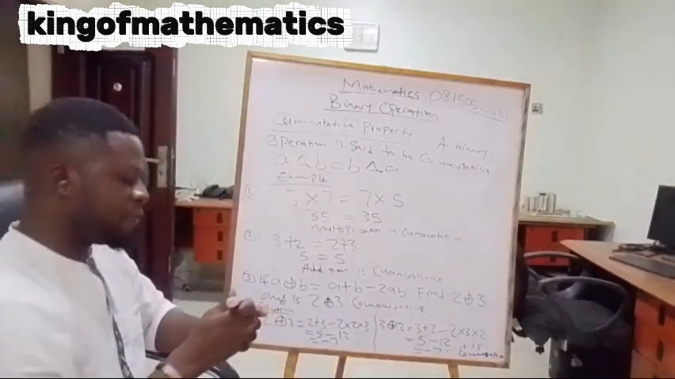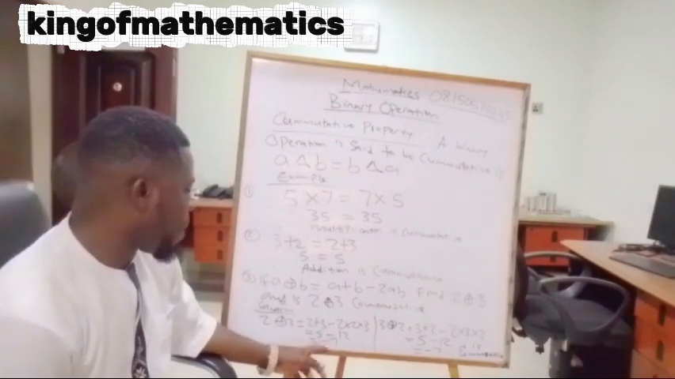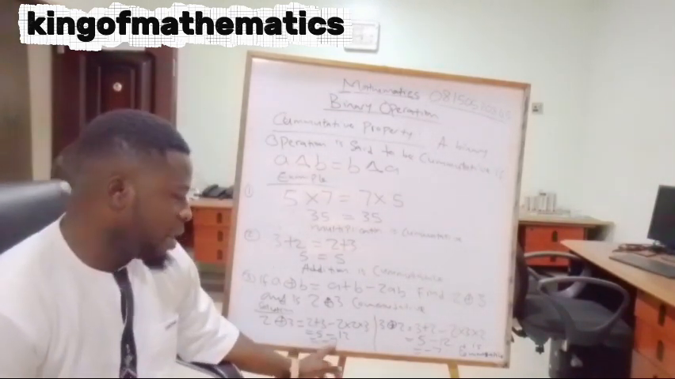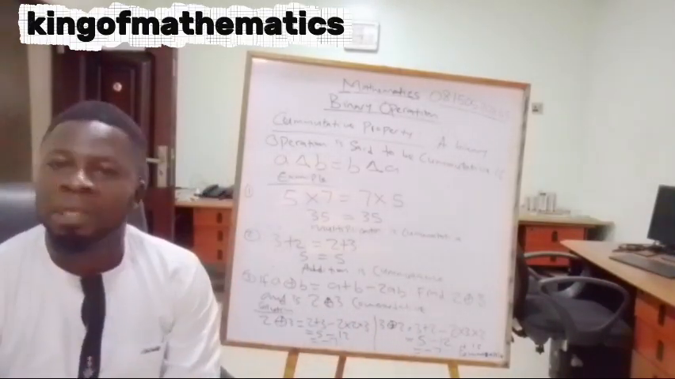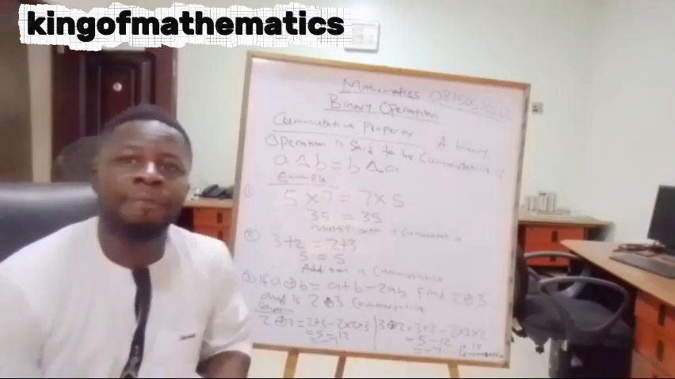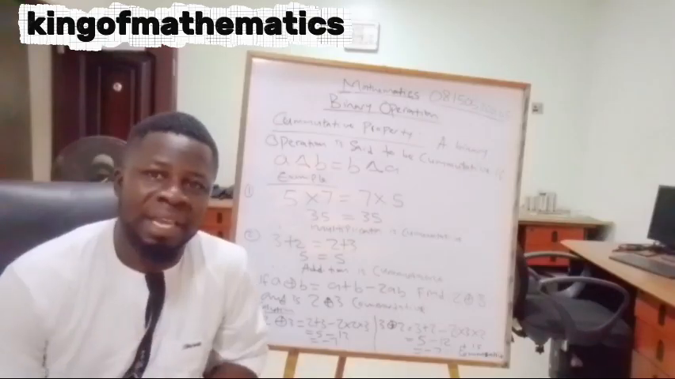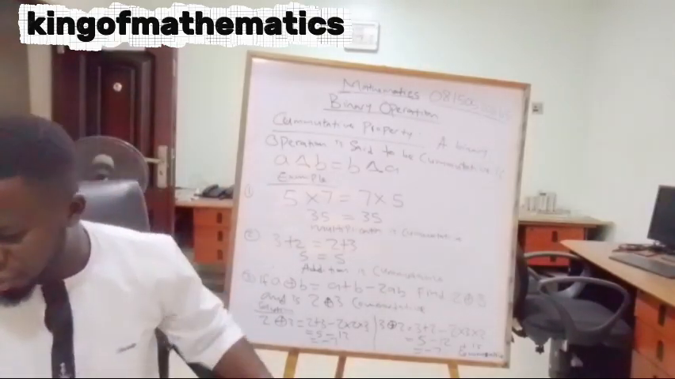It is commutative, and you get your answer. But in a situation whereby, say, we got minus 7 here and we got 8 here, then you say it is not commutative. I want to believe you are getting my explanation.